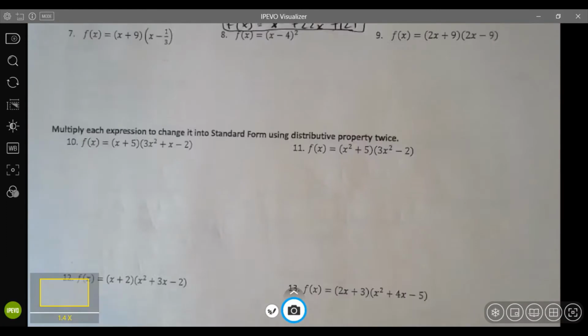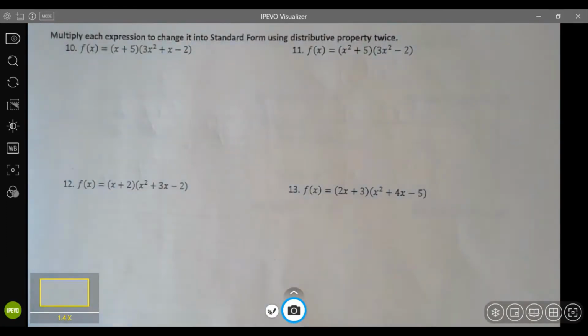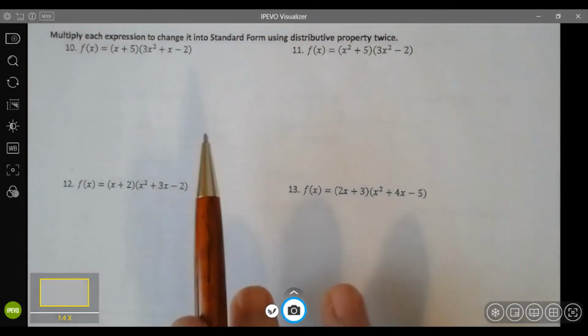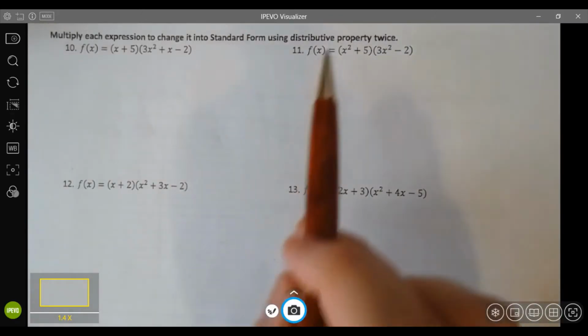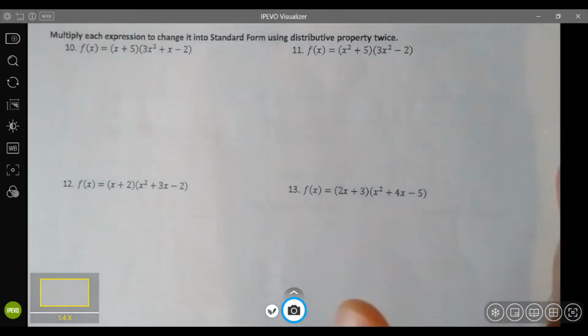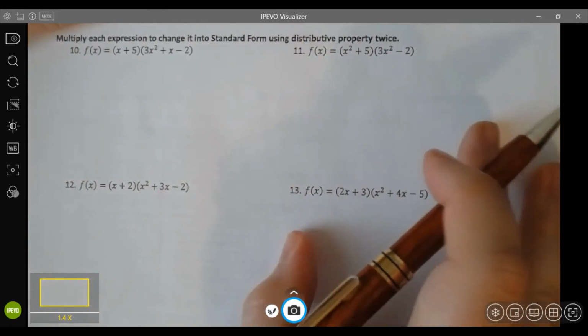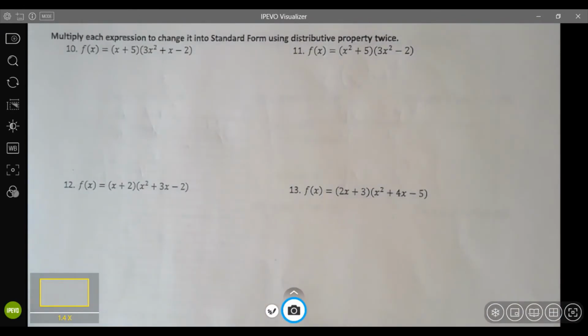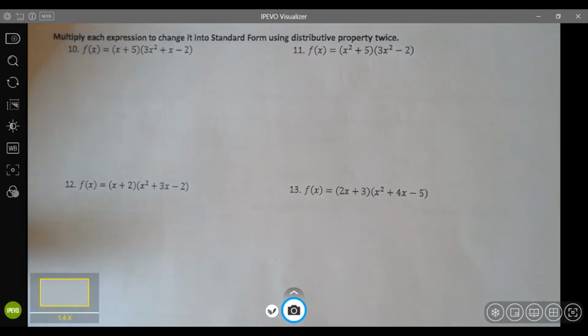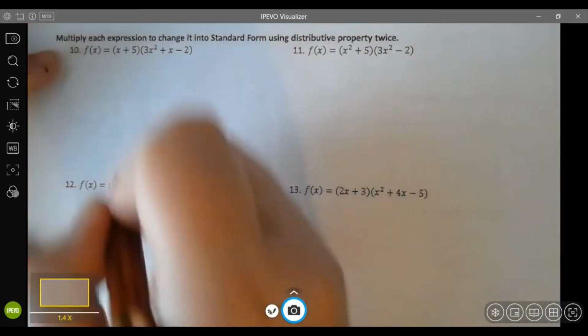Going down to number 10 and all the way through 13, they just want you to multiply, and it's going to be just like the way I did in number 5. So you're going to distribute twice. Now there are 2 ways that you can do these problems. You can either distribute twice, or you can use the box method. Either method is valid. So I'll do 10 by the box method, and I'll do 11 by distributing twice. So for 10, the box method is going to look like this.